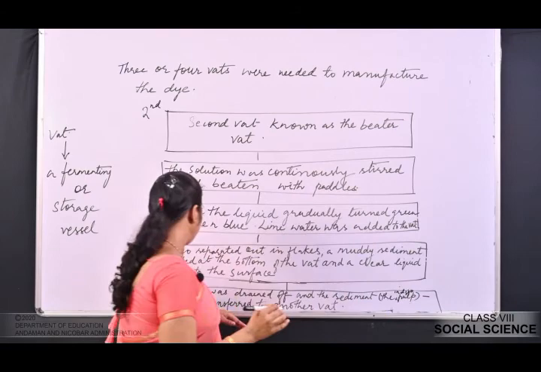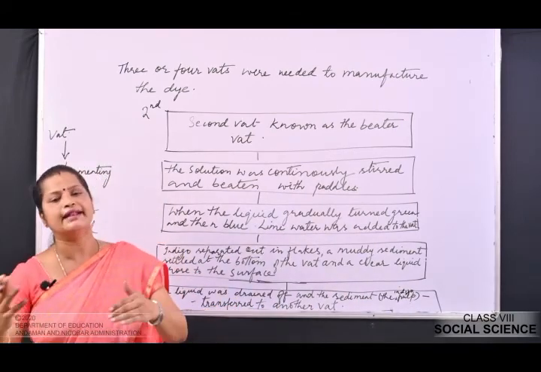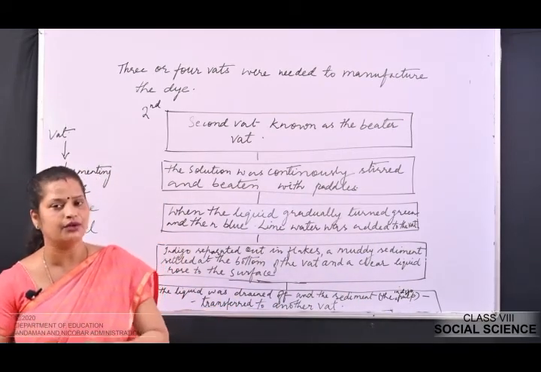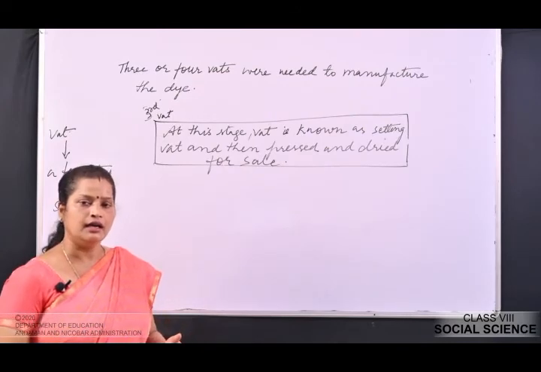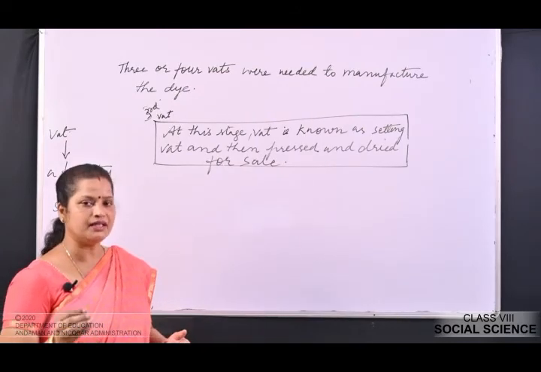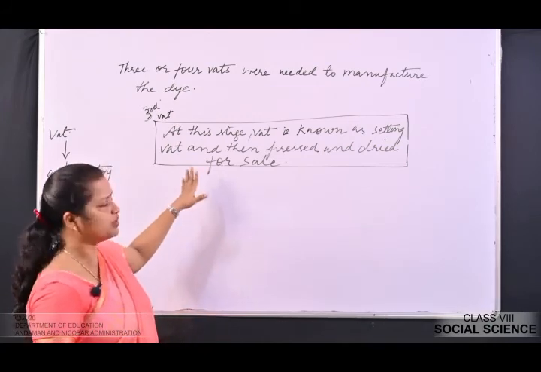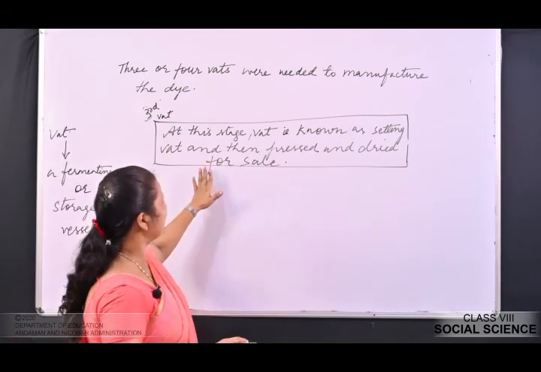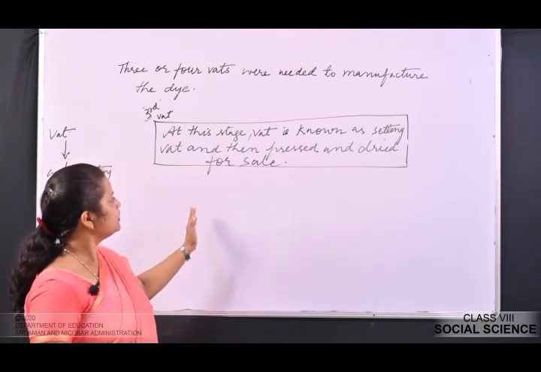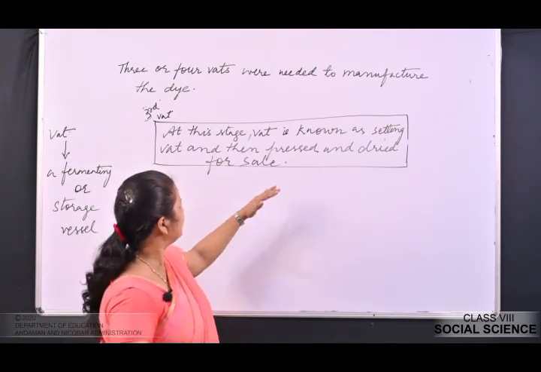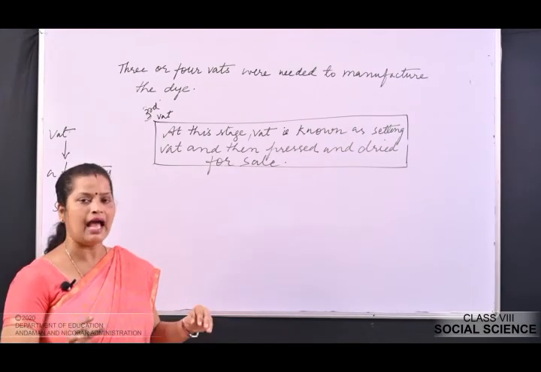The indigo pulp will be transferred to another vat, and this is the third vat. Here, after the indigo pulp has been transferred to the third vat, at this stage it is called a setting vat. Then they used to press it and dry it for many days.